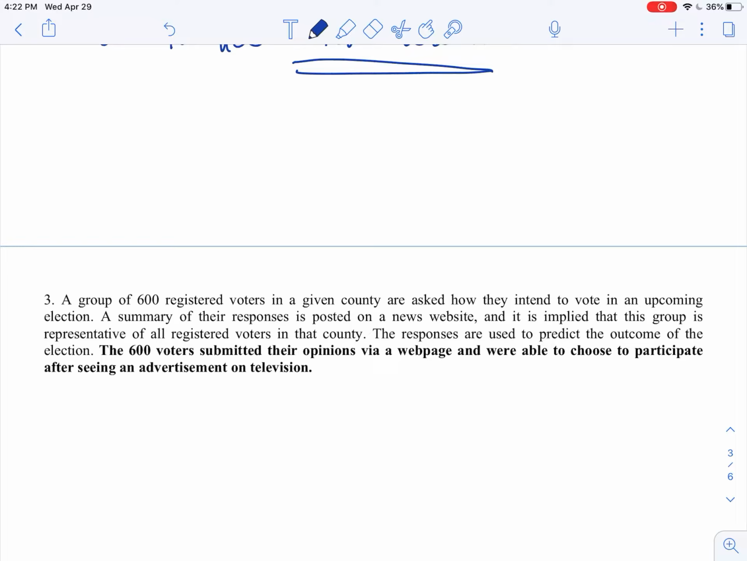Okay, so one last one. A group of 600 registered voters in a given county are asked how they intend to vote in an upcoming election. So it says the summary of their responses is posted on a website, and it is implied that this group is representative of all voters. The 600 voters submitted their opinions via a web page and were able to choose to participate after seeing an advertisement on television. Okay? That's actually the problem in this situation.